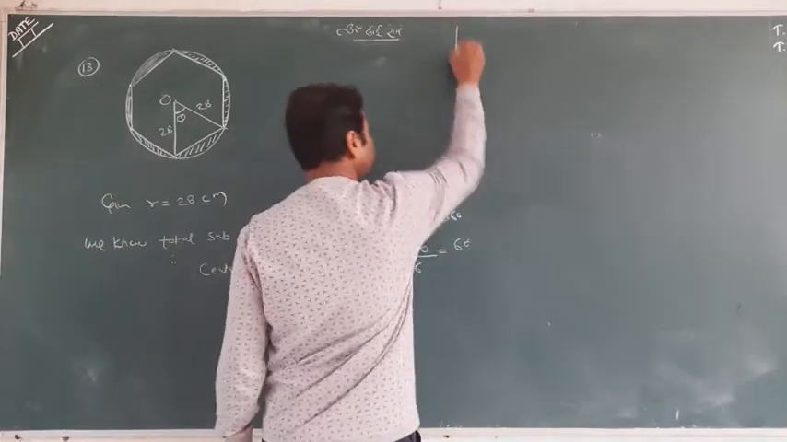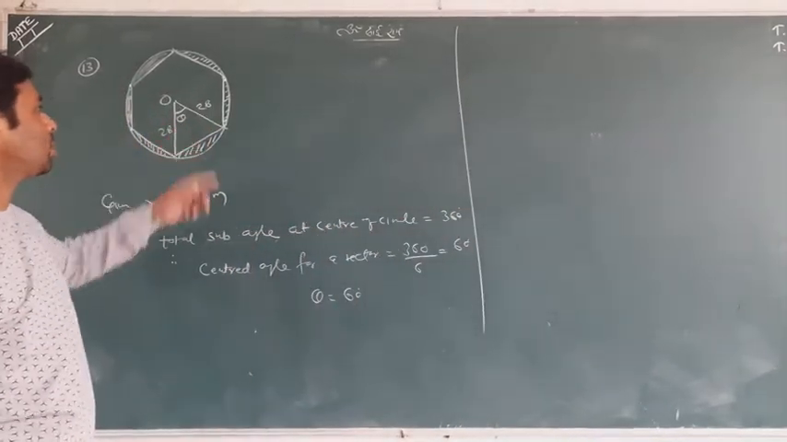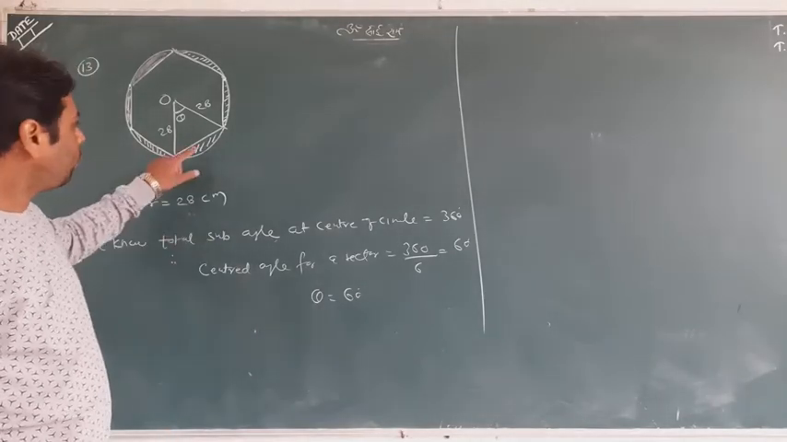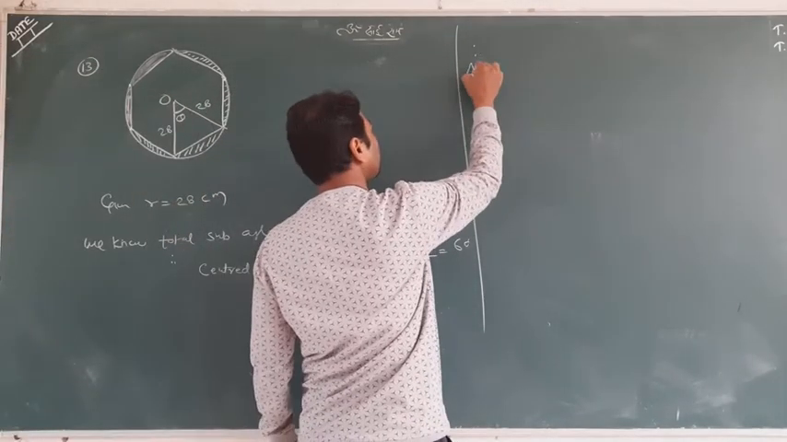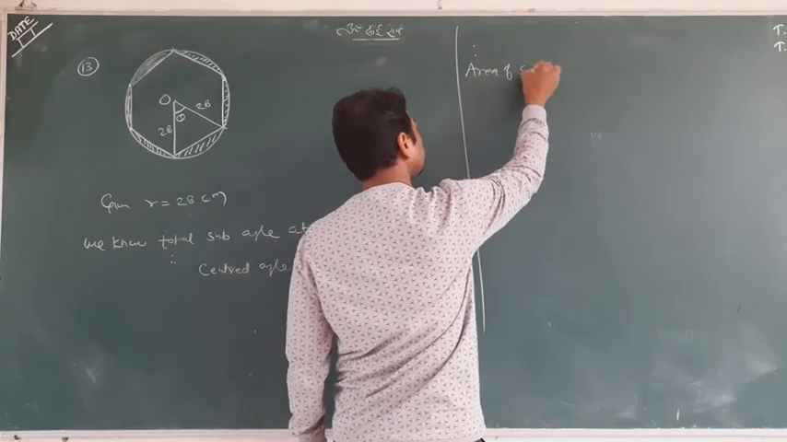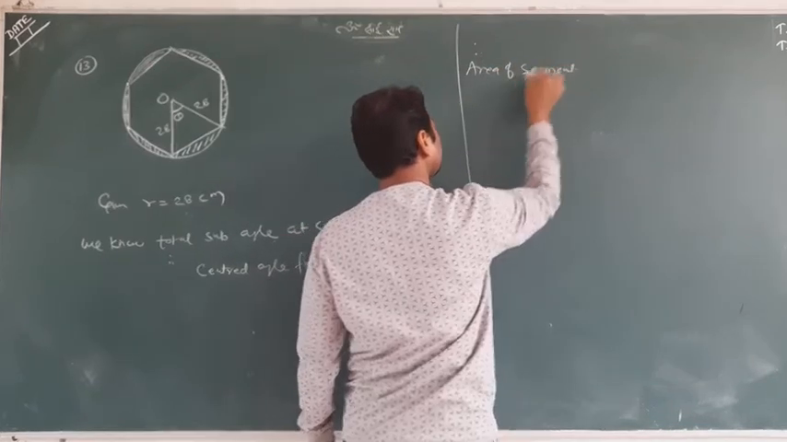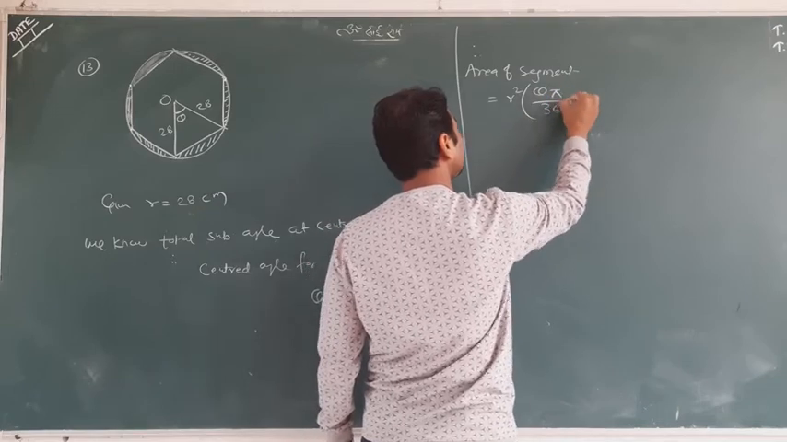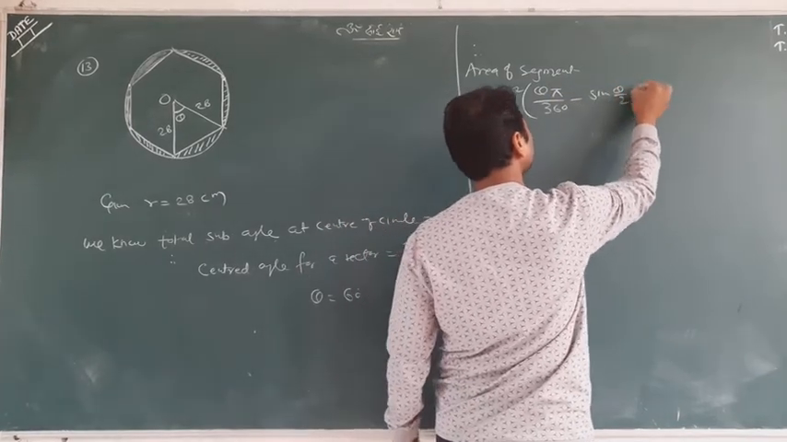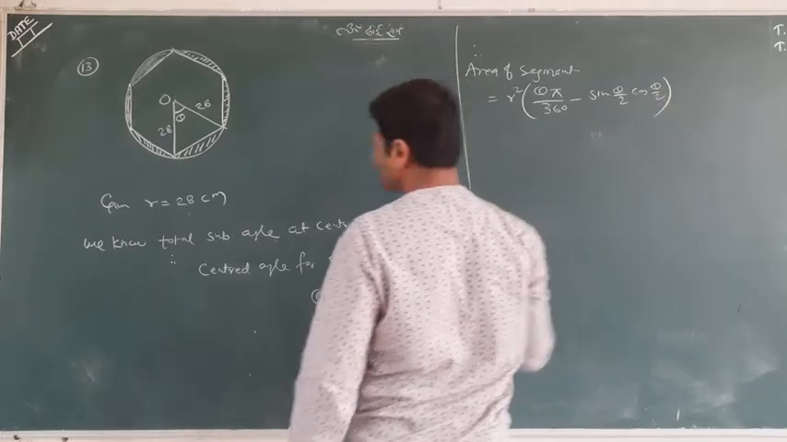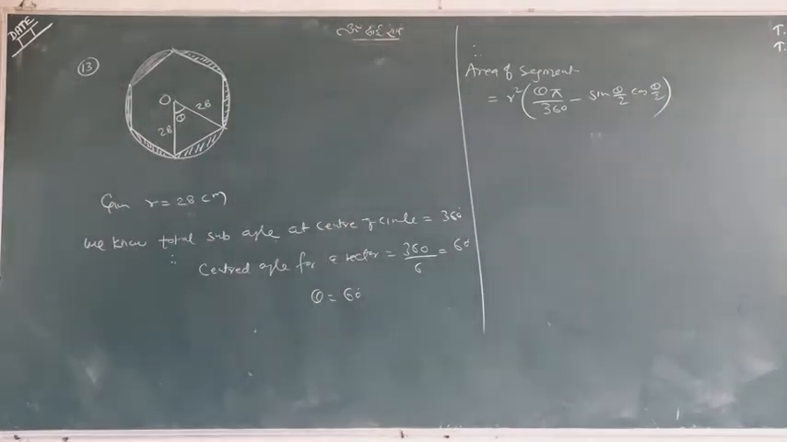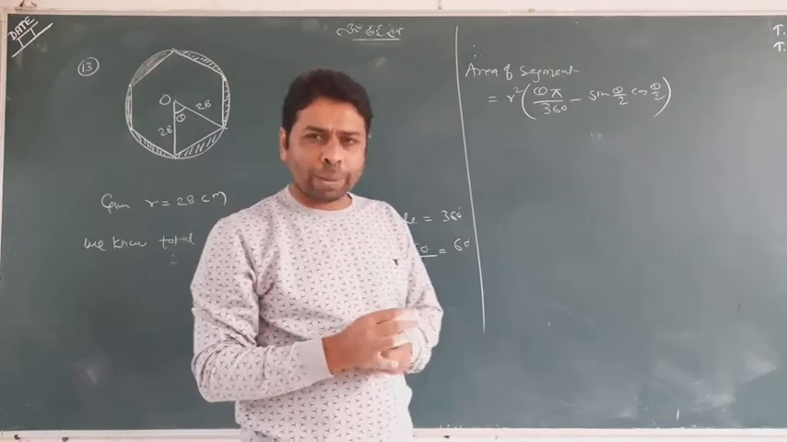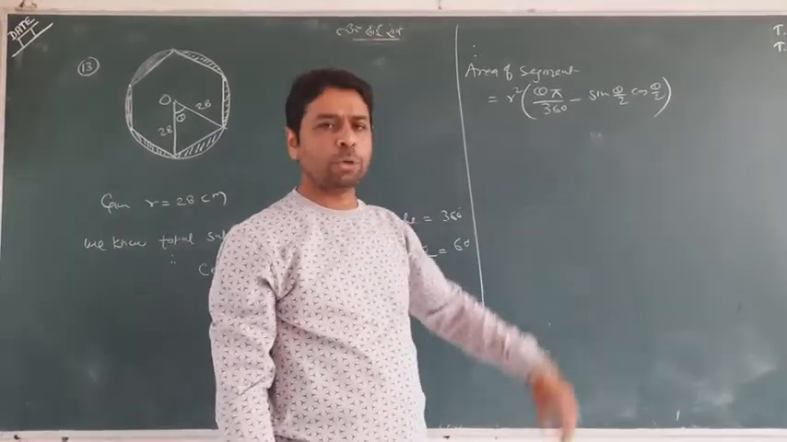Now what I will do, I got theta equal to 60 degrees and radius equal to 28 centimeter already. So we will find the area of the segment. And I taught you yesterday the formula, which was r square, theta upon 360 minus sin theta by 2 cos theta by 2. That same formula I used yesterday. Two types of formulas I taught you. This I am using here.